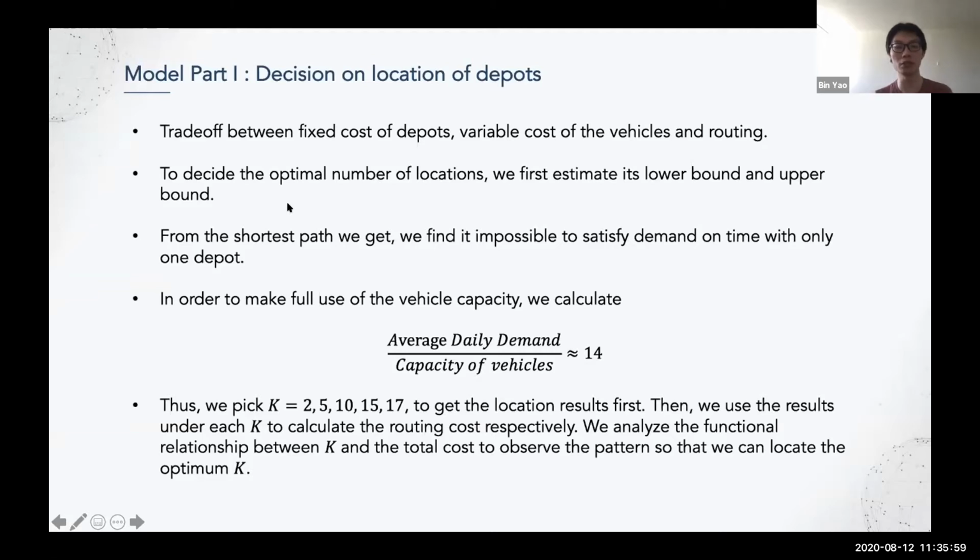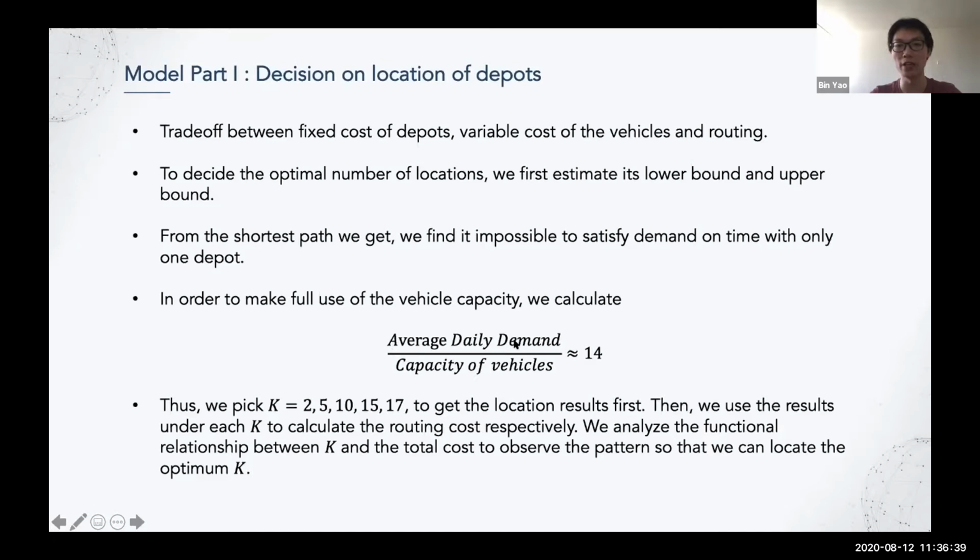When we first design the number of depots automatically, we want to consider the trade-off between several parts of the cost. When one goes lower, the other parts may go higher. So first, we estimate the lower bound and upper bound of the optimal number of depots and gradually narrow down the gap between these two bounds. Firstly, we set the lower bound as 2 because one depot cannot satisfy all the customers given the time window constraint.